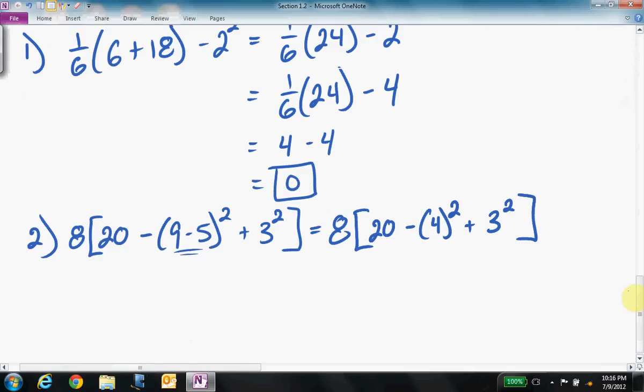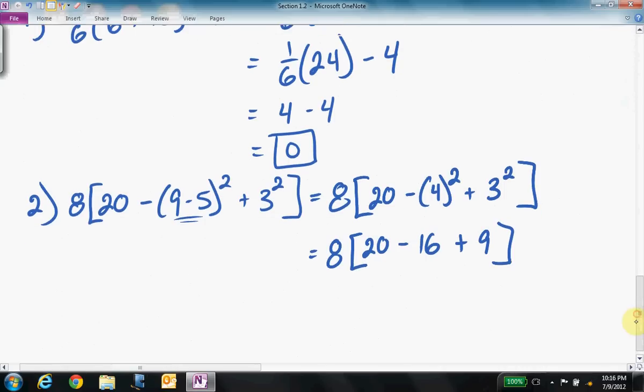So now I'm going to look at my next order, which is exponents. And I see I have 2 of them. So I've got minus 4 squared, and notice this minus is on the outside, so it does not get applied when you square it. So the next simplification is 8 times the quantity 20 minus 16 plus 9.